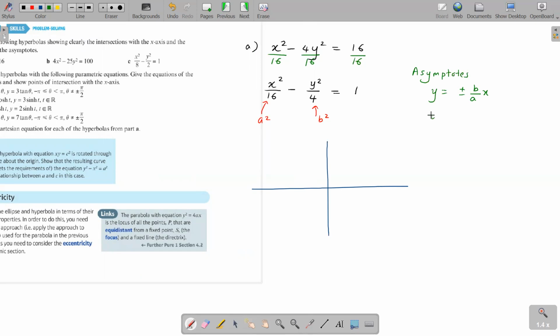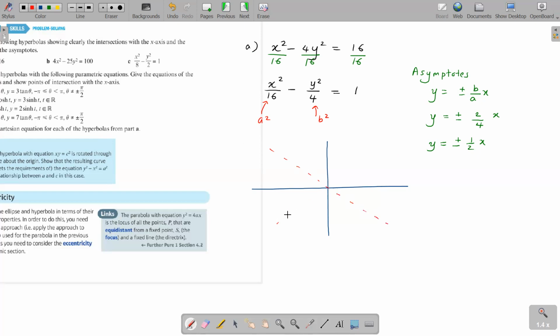So let's input the values. Y equals plus or minus b over a. B square is 4, so b is 2. A square is 16, so a is 4. Which means y equals plus or minus half x. Is that okay? Y equals plus or minus half x, and those are your two asymptotes. So you can sketch the two asymptotes.